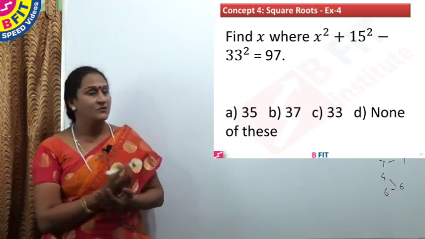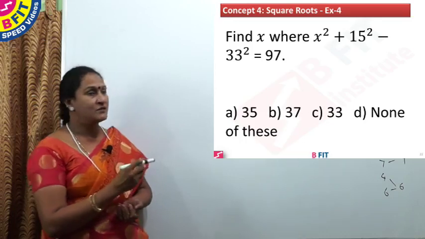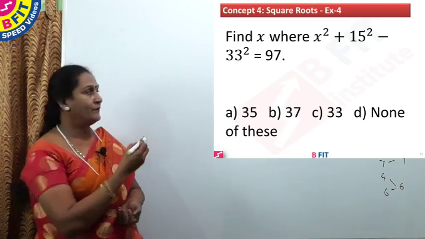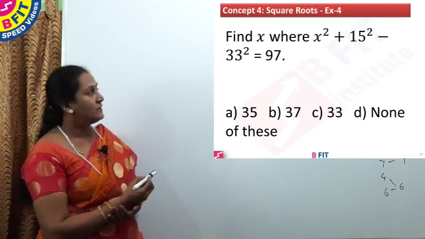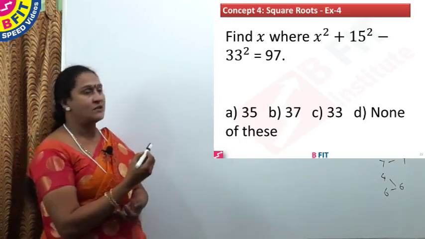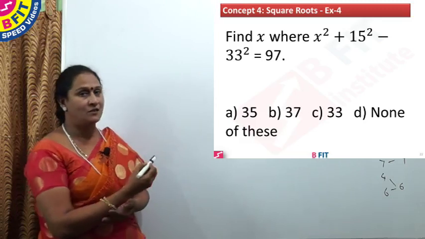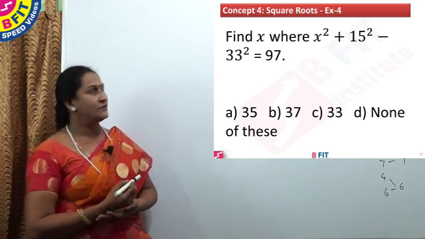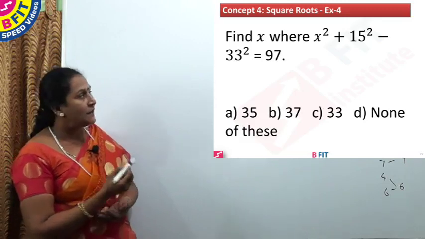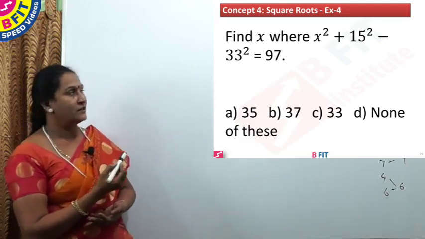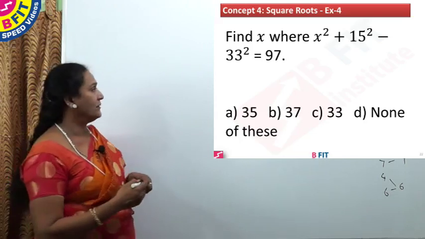As soon as you see the question, don't just go working out all the finding the squares and then subtracting and square root. Here, just see the question and the options, just give a glance at the options also and then you can proceed. So what is given? x square plus 15 square minus 33 square equal to 97.